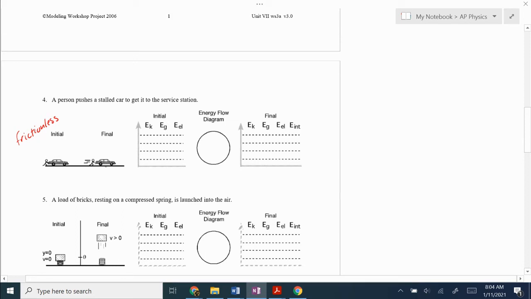So you have this person pushing this car to speed up. I'm going to put the car in the system, obviously, and then the question is, do I put the person in the system or not? The answer to that question is you don't want to put the person in the system.